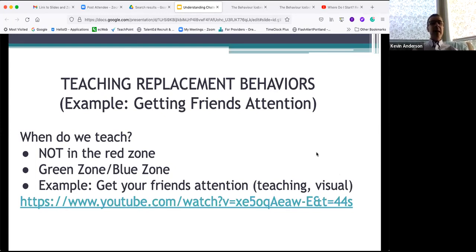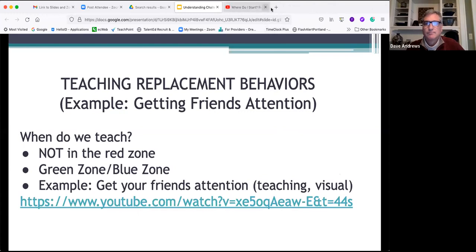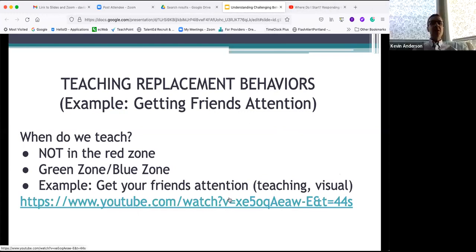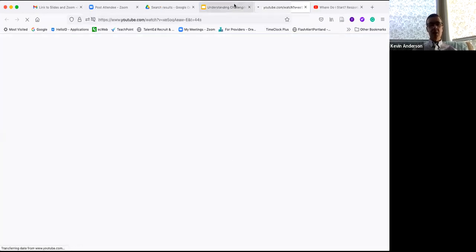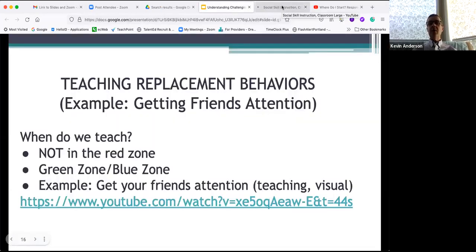The next one we have, so we've talked about teaching, right? The real key to avoiding challenging behavior is teaching replacement behaviors. We need to be able to teach children the behaviors we want them to engage in when they are frustrated or they want something, right? So when are we teaching? We're teaching when the children are in that green zone.